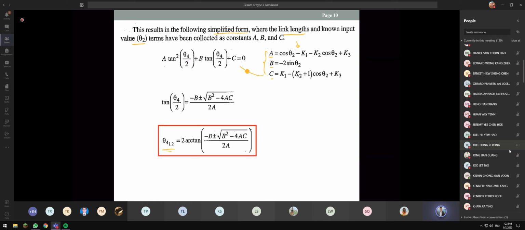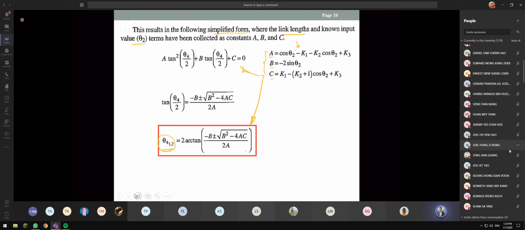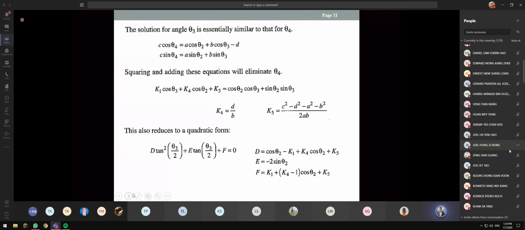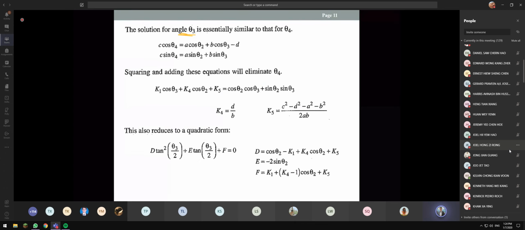Then you can substitute back into the rectangle box at the bottom to get theta 4. So this is how we find theta 4, but maybe over here you will be a bit confused because there are too many derivations. If you are interested, or if you like trigonometry, then this will be very easy for you. Just now we found theta 4, so now we find theta 3.